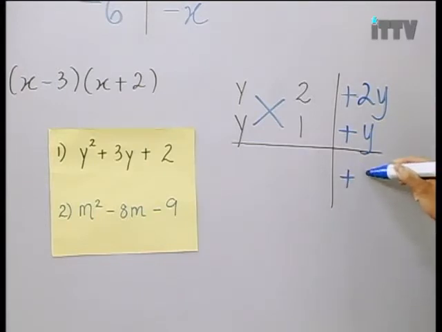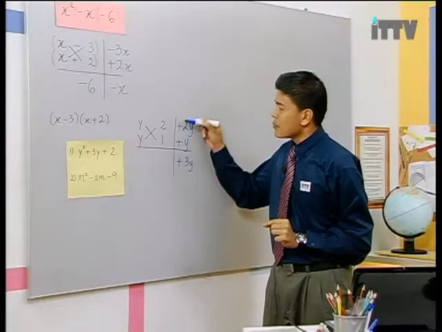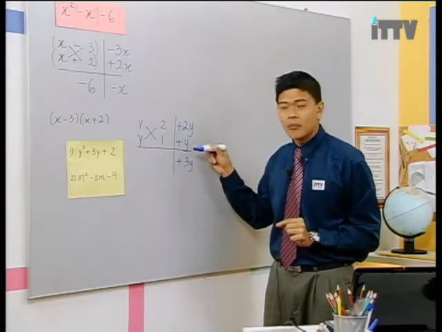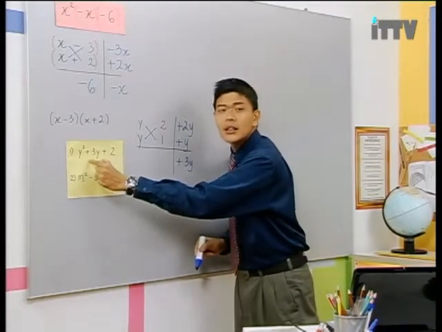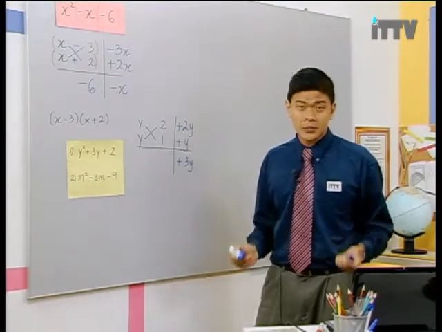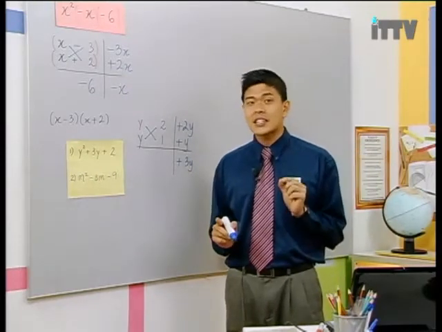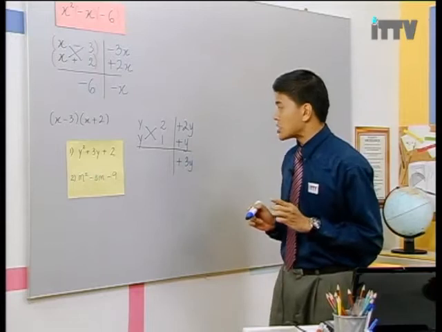Then only they will add up to positive 3y. So remember, the sum of the numbers here in this column must give you the middle term of the quadratic expression. That is the first check. All right, there is still one more check to go.